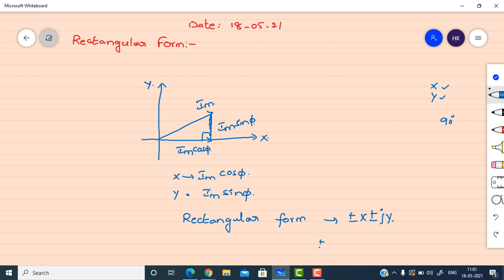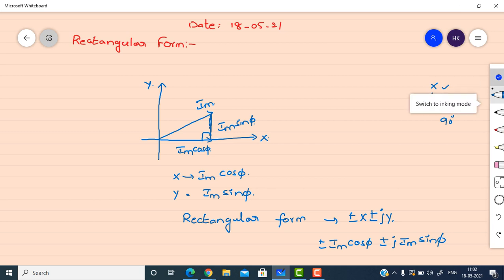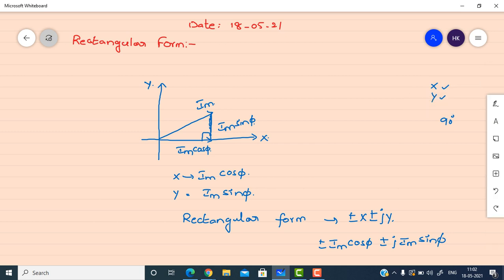So you can represent it like this: plus or minus Im cos phi plus or minus j Im sin phi. This is the representation of a rectangular form. Now what is meant by this j? The j operator is used to represent these two quantities, x component and y component, which are perpendicular to each other. In the phasor representation, the phase angle between these two is 90 degrees, and that is indicated by this j. But the mathematical value of j is under root minus 1.